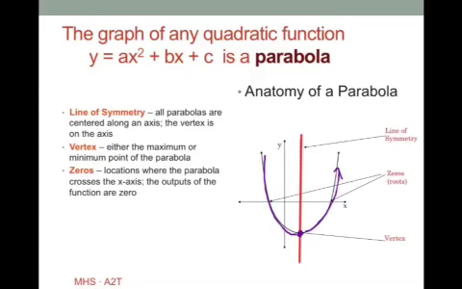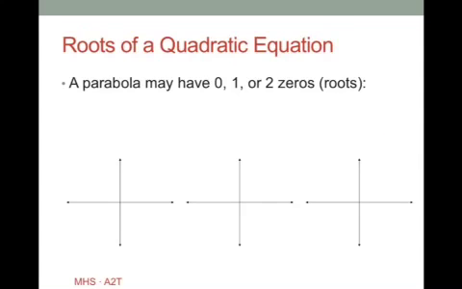The zeros, as I mentioned before, are located where the parabola crosses the axis. So if we want to graph a parabola, if we can figure out where the line of symmetry is, and then we can figure out where the vertex is, and we can figure out the zeros, then we have 3 points and we can plot it. And then we'll often pick up another couple points and go ahead and graph the whole function.